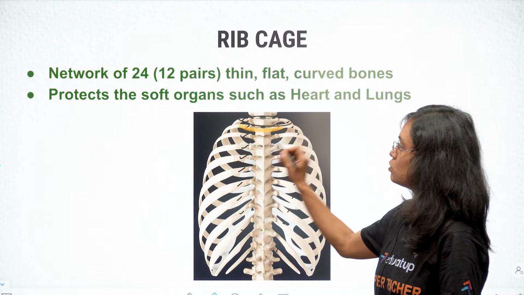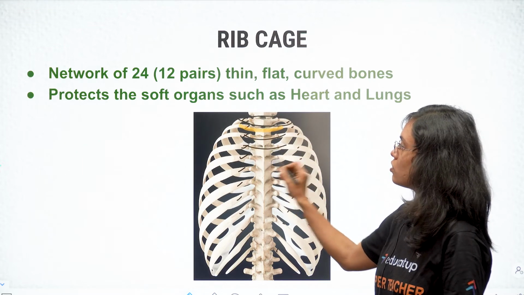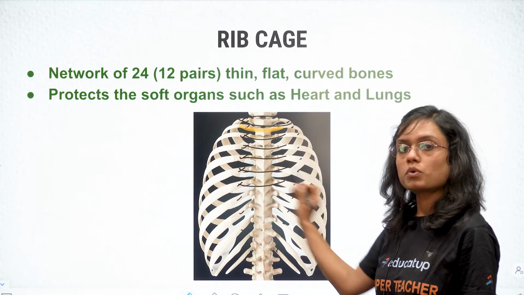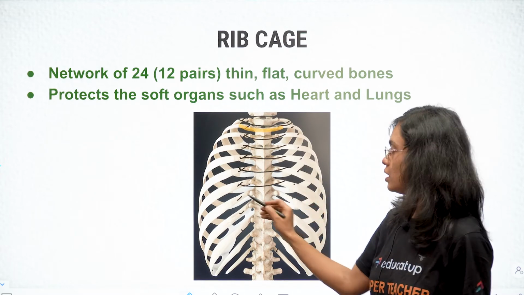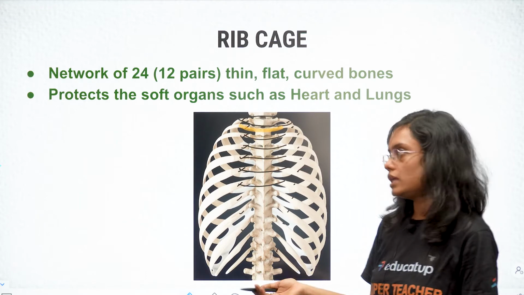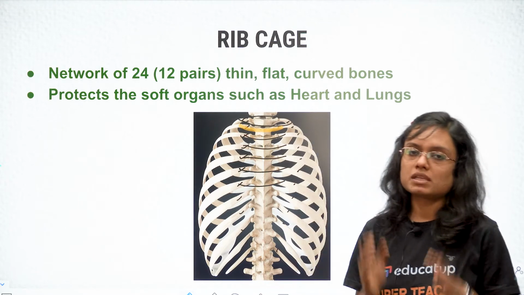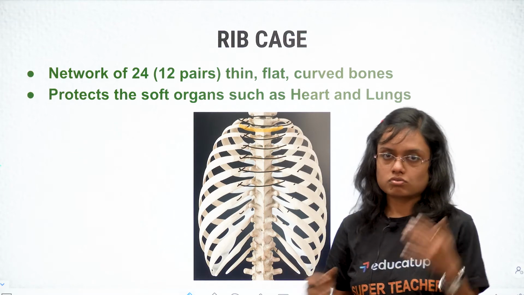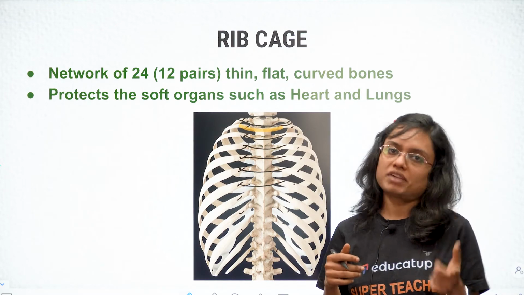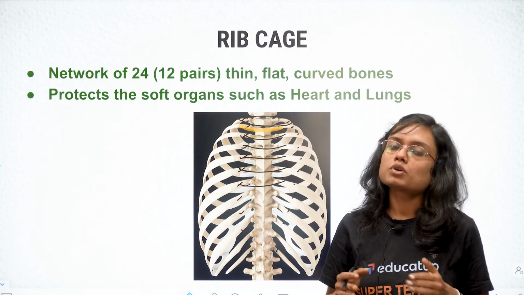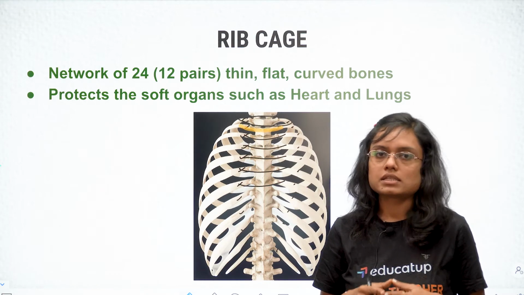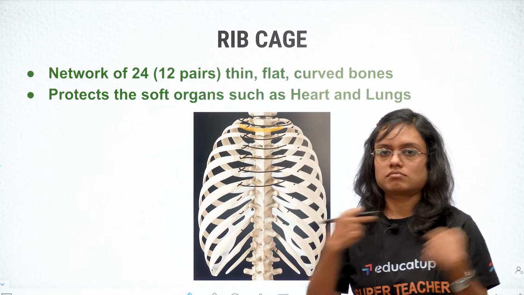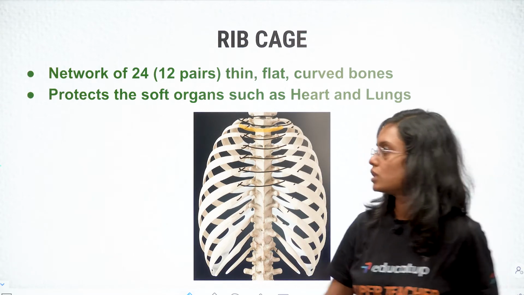1, 2, 3, 4, 5, 6, 7. We are counting bones from both the sides to make one pair. Like this, 12 pairs. So in either way, you can say that ribcage is made up of 24 bones or 12 pairs of bones. So you need to understand how you are defining it. Alright, then it protects the internal soft organs, that is heart and lungs. Both are protected by ribcage. It is present in this chest part. Alright, now let's move ahead.